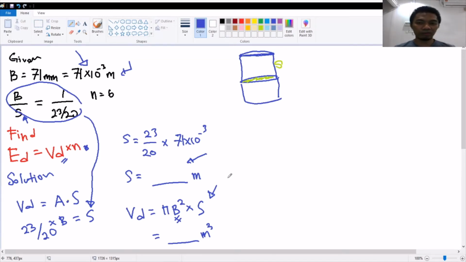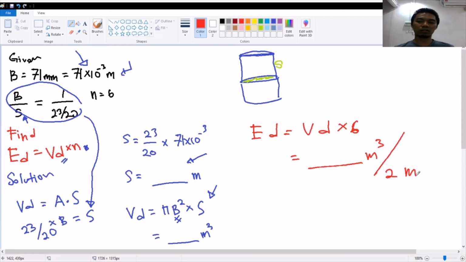So you got the VD. After you get VD, simply apply this equation and you get ED. ED is VD times 6, so you get the engine displacement still in meter cube. All this straightforward calculation will give you 2 marks.